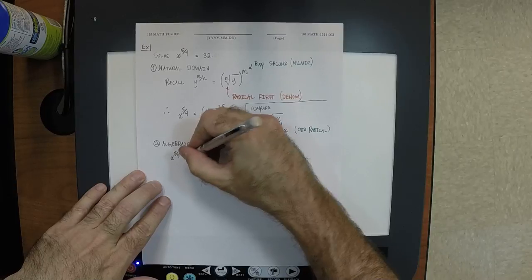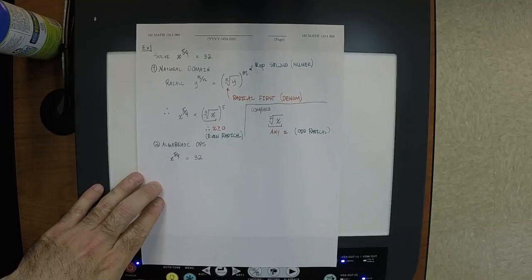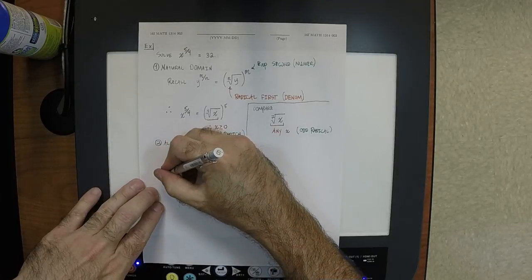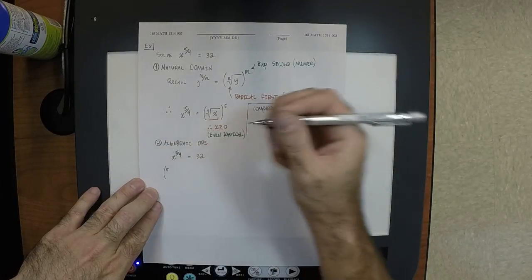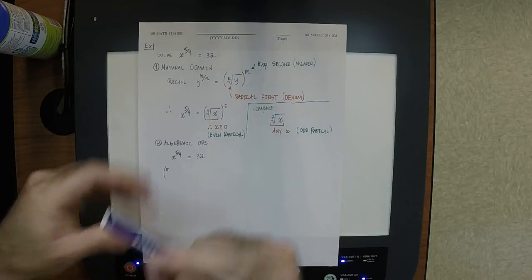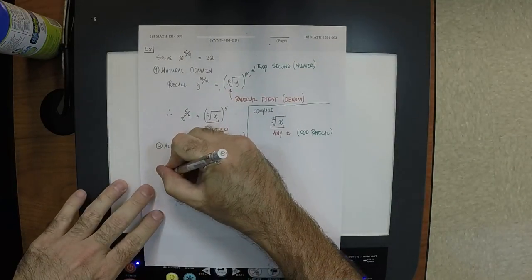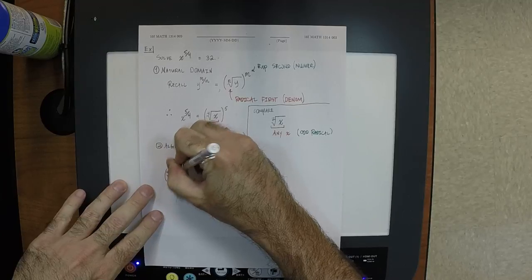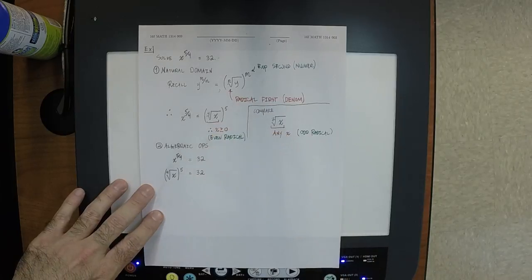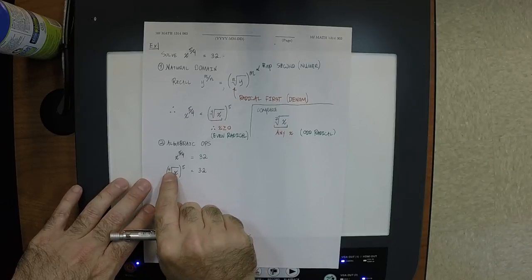x to the 5 over 4 is 32. The first order of business is that we need to represent this in radical form, and we already saw above that it needs to be like this. The fourth root of x to the 5 is 32. Okay. So we want to get this x by itself. What's the first thing we need to do?